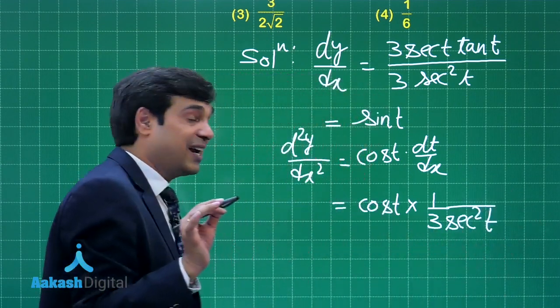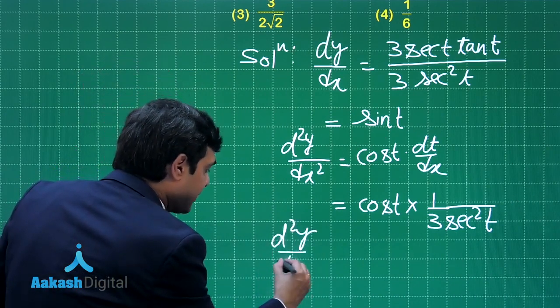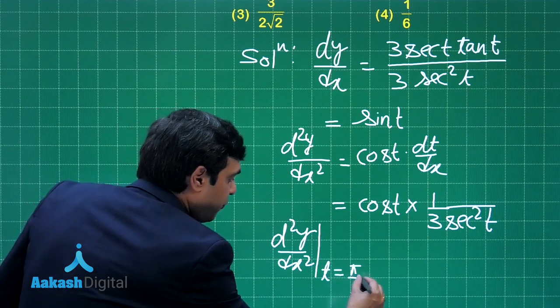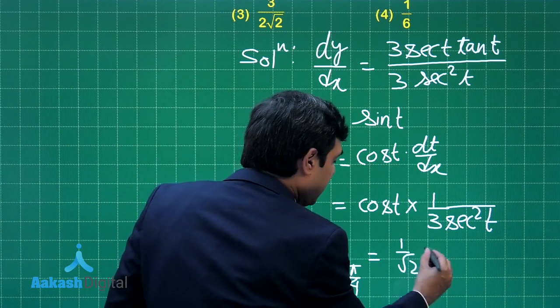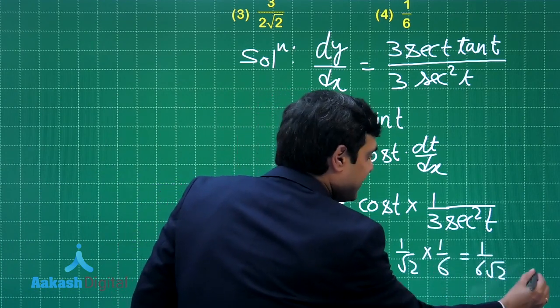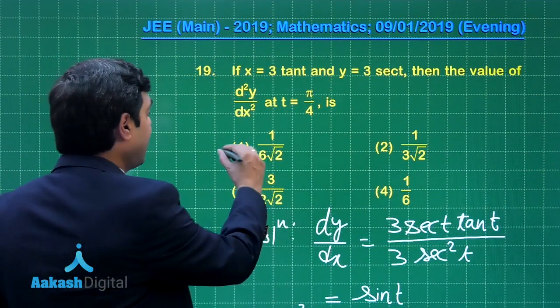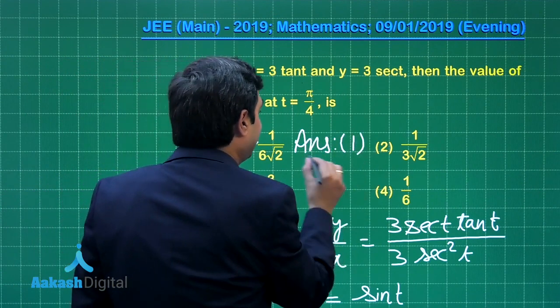We have to find the second derivative at t equals pi by 4. So d2y by dx square at t equals pi by 4 is equal to 1 by root 2 into 1 by 6, or 1 by 6 root 2. Let's look at the given options. Yes, it is available here as option number 1. So mark and mention it as the correct answer.